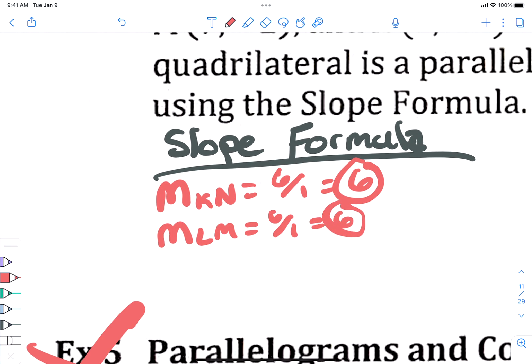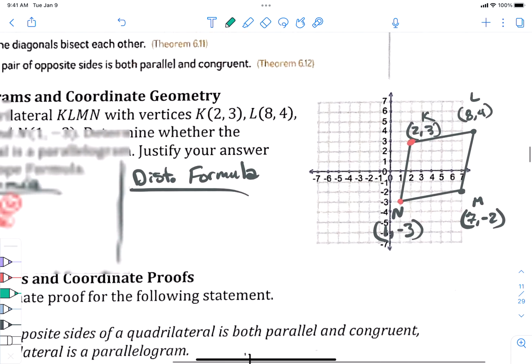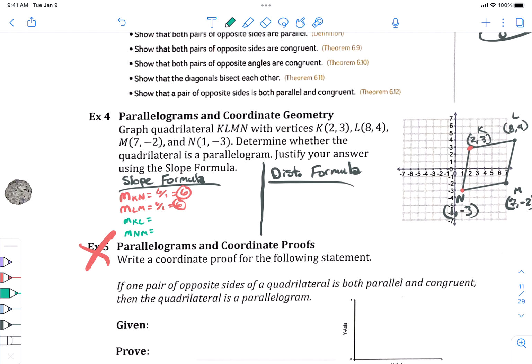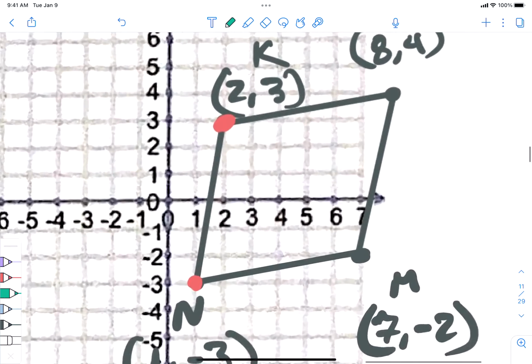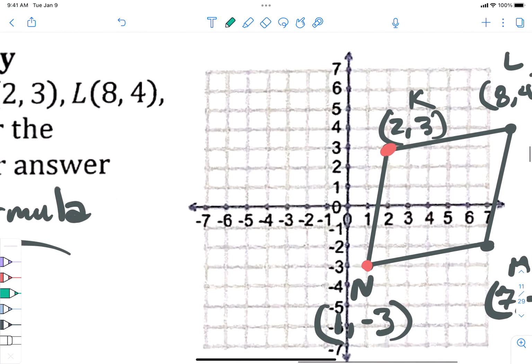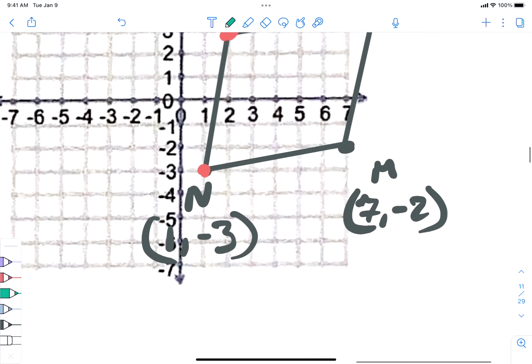Now we've got to check the other 2 sides. What's the top one named? KL. And then we want to check also NM. We're going to check those guys' slopes. So KL, from K to L, is going over 6, up 1. So what's that slope going to look like? 1 over 6. And NM is also up 1 over 6.